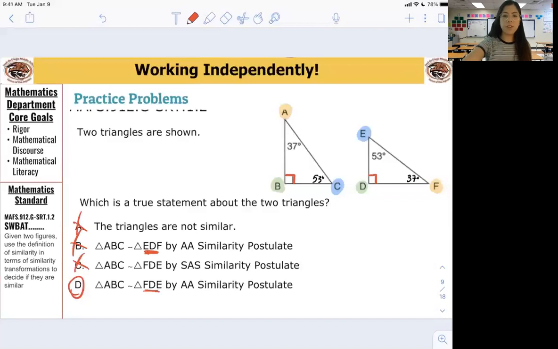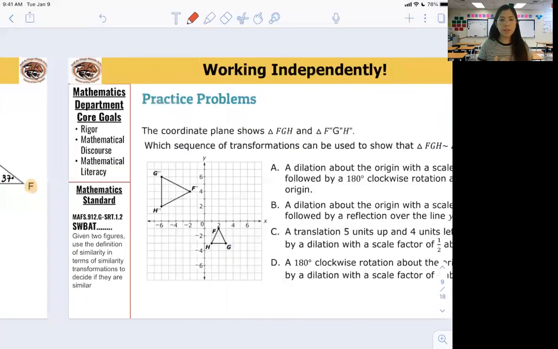Okay, so any questions remaining on this problem? Awesome. All right.